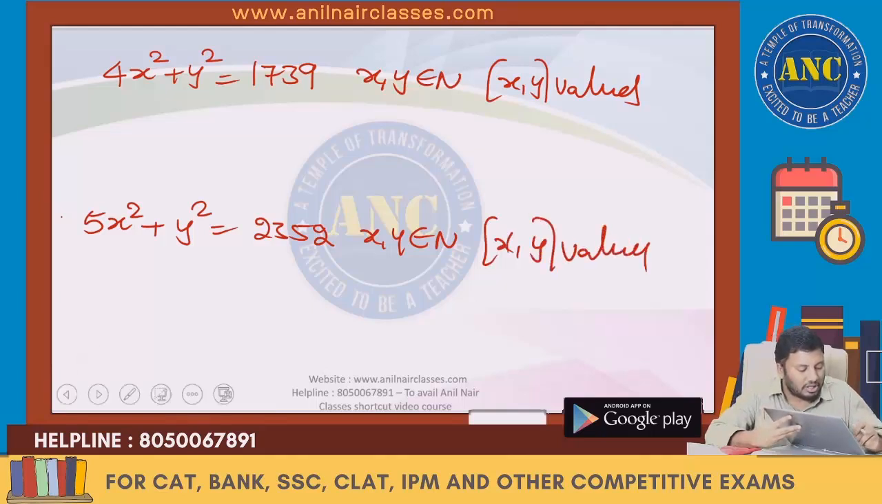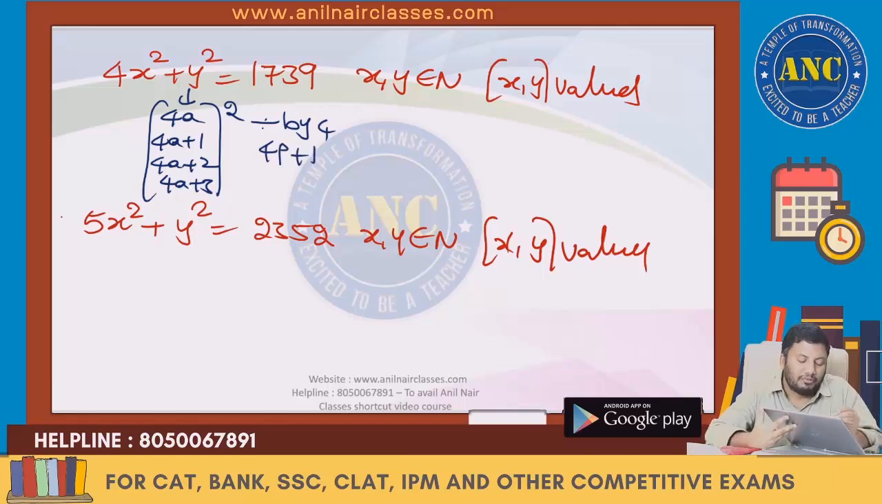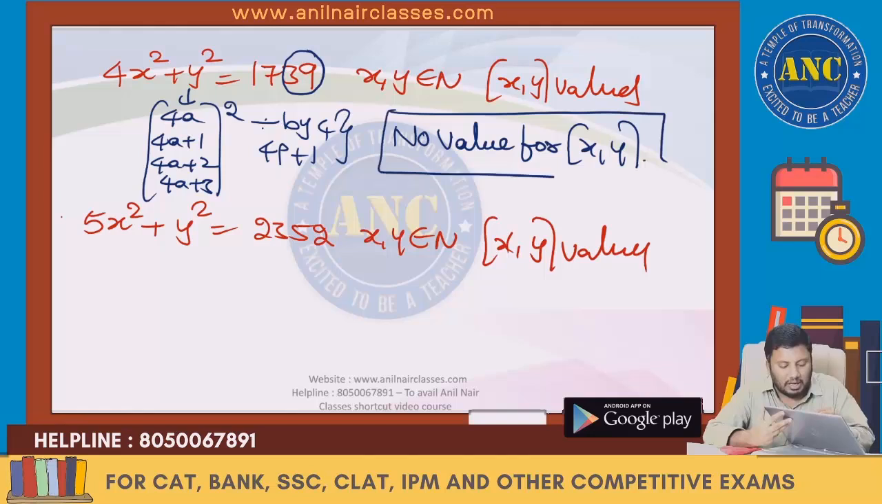Just by looking at the question, you can say that it is 4. So it will be 4a, 4a plus 1, 4a plus 2, 4a plus 3, all squared. So 4a square is divisible by 4. 1 square is 1, it will give a remainder 1. 2 square, 4, divisible by 4. 3 square, 9. So answer should be either divisible by 4 or it should give a remainder 1. 1739: 4 9s are 36 plus 3. Answer is no value for x comma y exists.